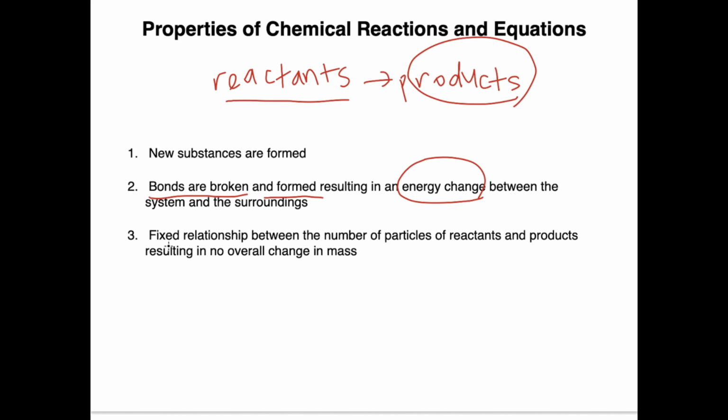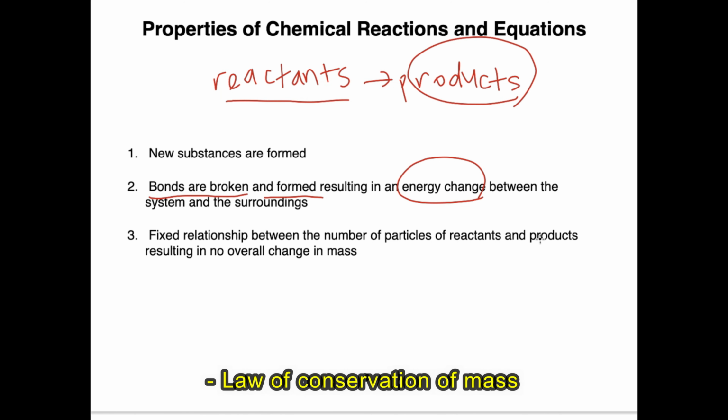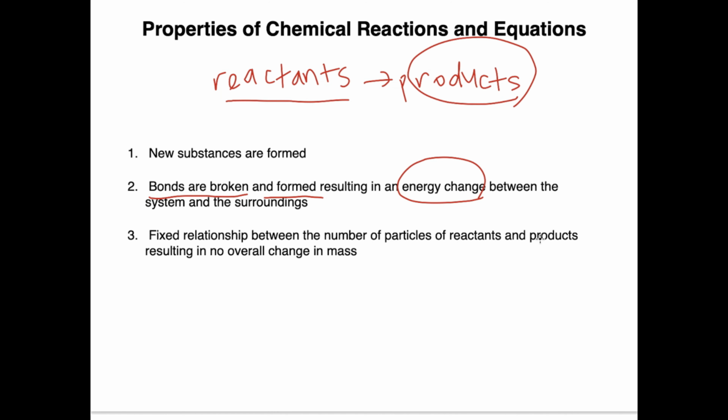The third is that a fixed relationship between the number of particles of reactants and products results in no overall change in mass. This means that nothing is created or destroyed in chemical reactions. Things are just changed into different forms.